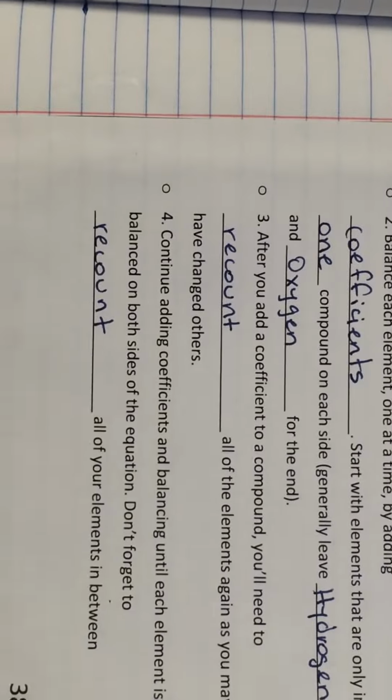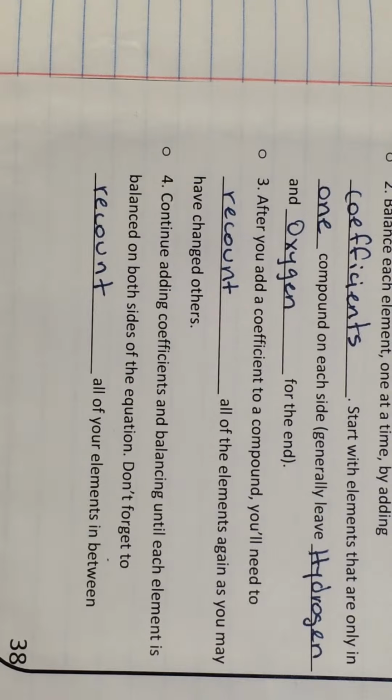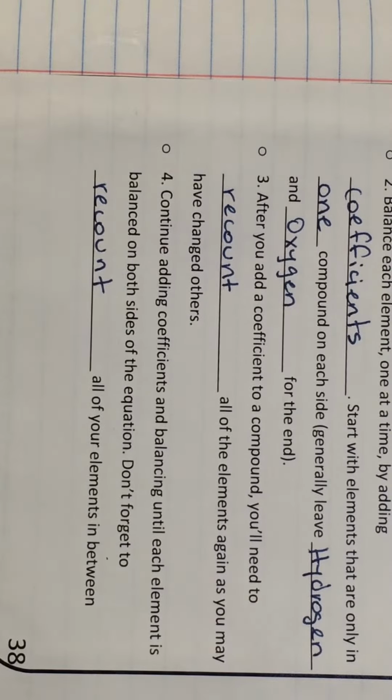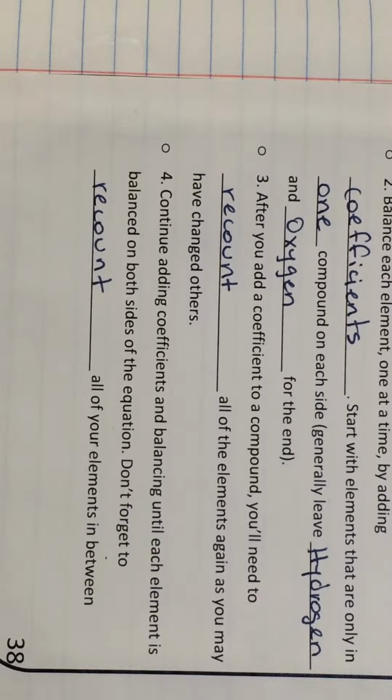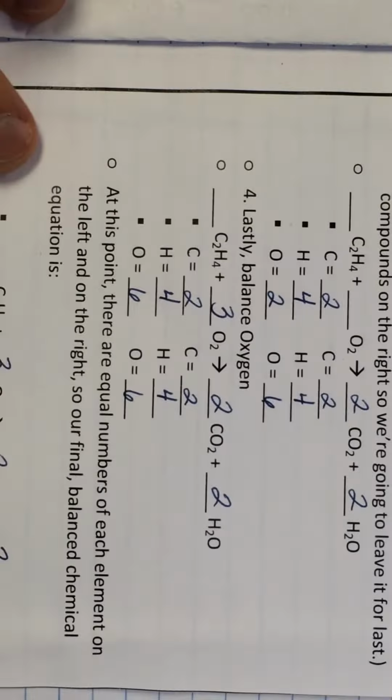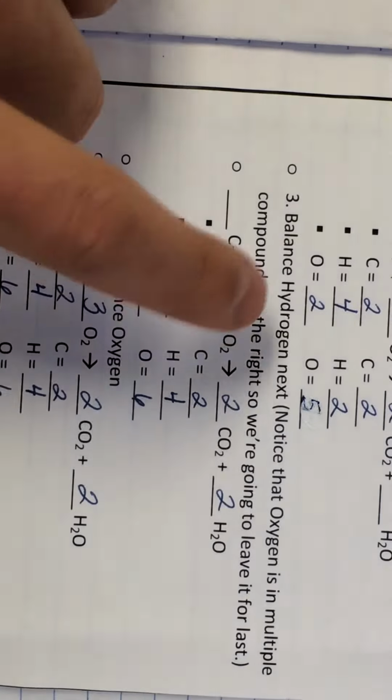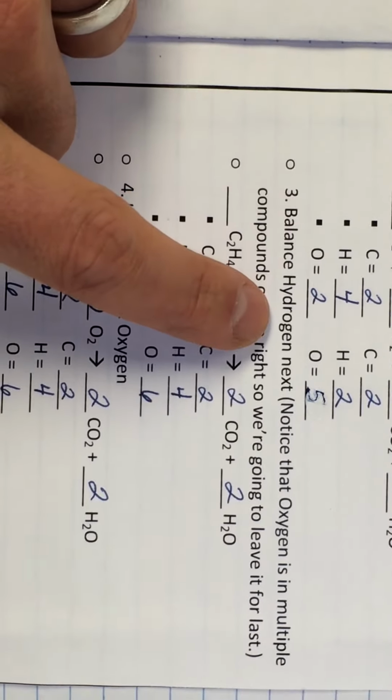Step 4 says continue adding coefficients and balancing until each element is balanced on both sides of the equation, and don't forget to recount all of your elements in between. So we'll finish up this example. We're going to choose to balance hydrogen next.